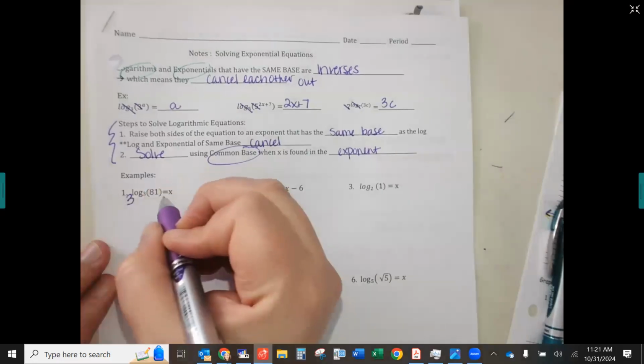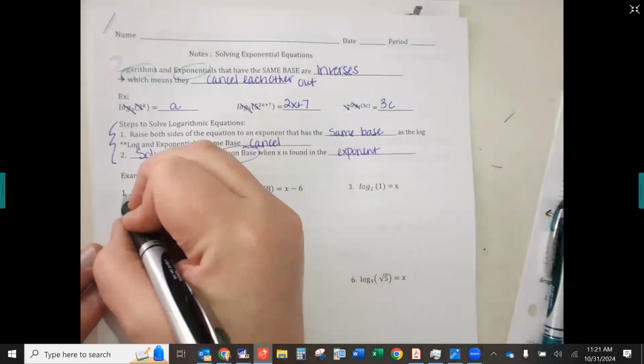It says log 3 of 81. Now the way that you would say this is a log base 3. The little number is called the base. So log base 3 of 81 equals x. How do I get rid of a log little 3? I'm going to use a big 3. So we put a big 3 here and a big 3 here. So now it's 3 up to the log 3 and 3 up to the x.